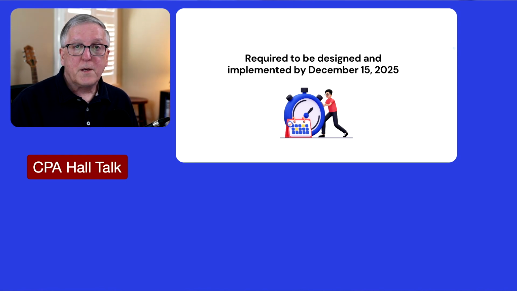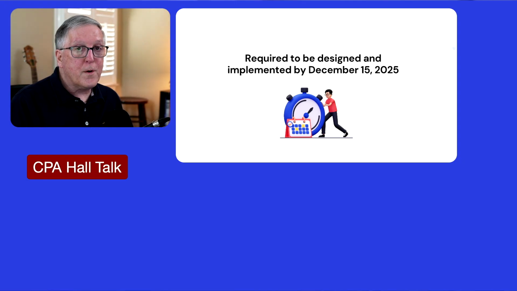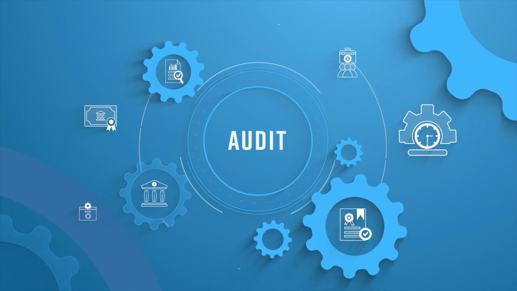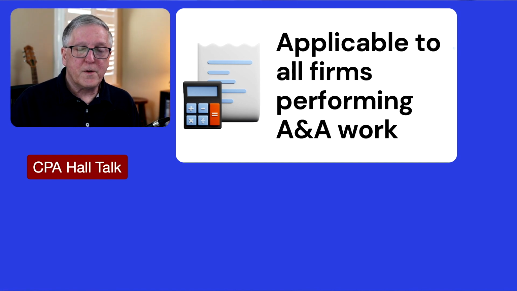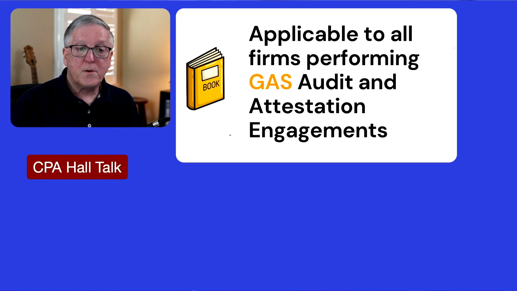So when are the new standards required to be implemented? December 15th, 2025. Go ahead and put it on your calendar and start working toward developing your quality management system. That date will come sooner than you think, and these standards will, I promise you, require more work than you might think they will. So who has to do this? Well, these standards are applicable to any firm that does accounting and auditing work. So if you're doing audits, reviews, compilations, agreed upon procedures, attestation services such as an examination, maybe Yellow Book engagements. So if you're doing those, then you're going to be subject to these requirements.